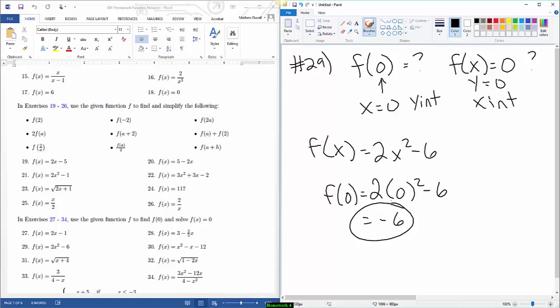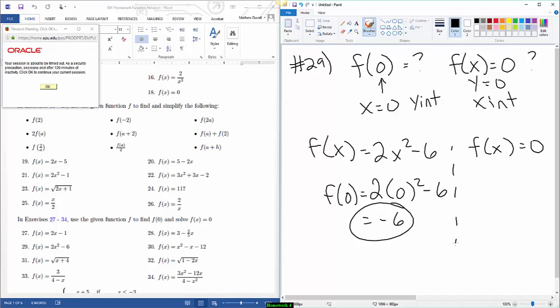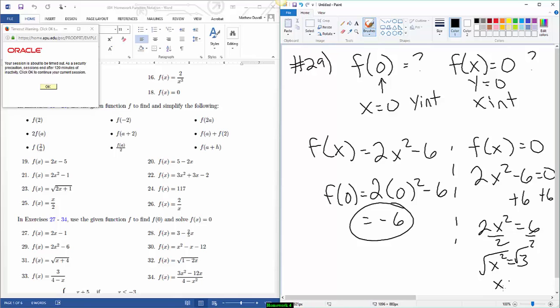When I set this equal to 0, if I say f of x equals 0, that means I take my function and set it equal to 0. So now I need to solve for x. I'm going to add 6 to both sides. 2x squared equals 6. Divide everything by 2. X squared equals 3. Square root both sides. X equals plus or minus root 3. And so those are going to be those values there.